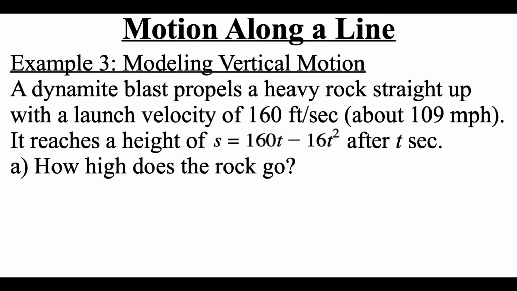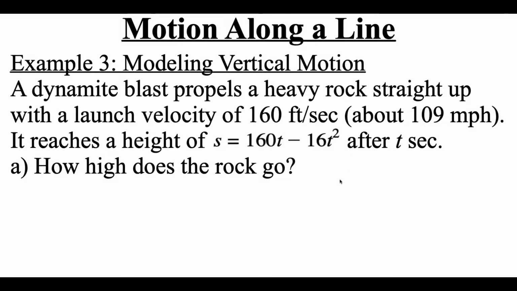So in this example, we're going to be modeling some vertical motion. We've got a dynamite blast that propels a heavy rock straight up with a launch velocity of 160 feet per second, which equates to about 109 miles per hour. It reaches a height of s equals 160t minus 16t squared after t seconds. So this function models the height of this rock at any given time t. And the first thing we want to figure out is how high does this rock go? So we're trying to find the maximum height of this rock.